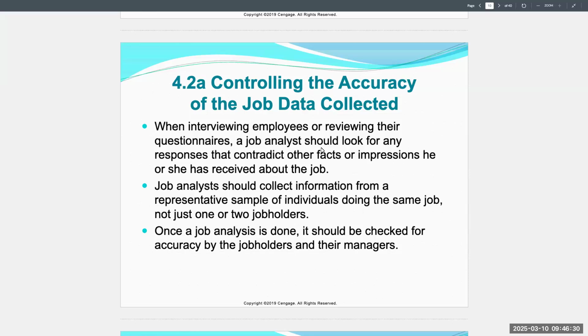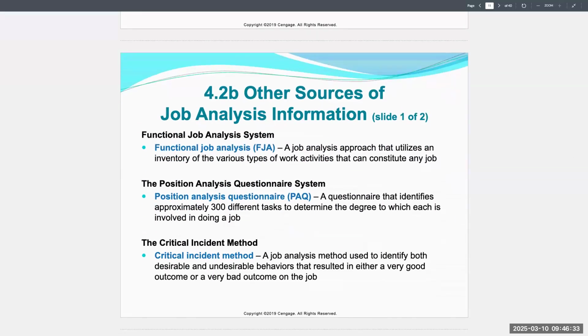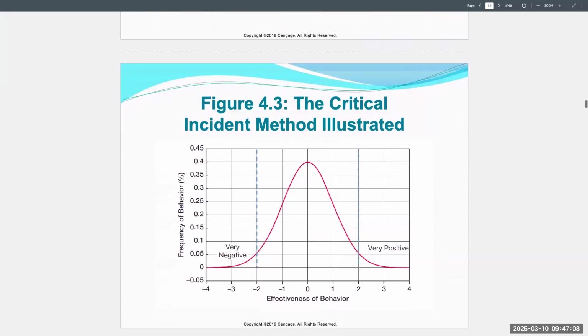There are some other methods of job analysis. One, functional job analysis, which breaks down tasks into specific categories, providing a detailed picture of the job responsibilities. The other thing is a position analysis questionnaire, a standardized questionnaire that evaluates job complexity through hundreds of task-related questions. And then the critical incident method, which focuses on identifying key behaviors that led to exceptional or poor job performance as well. So these are part of the job analysis that you can perform.